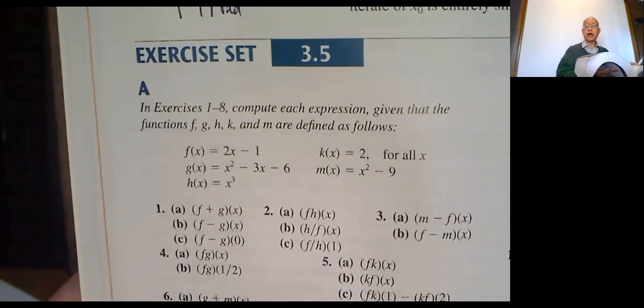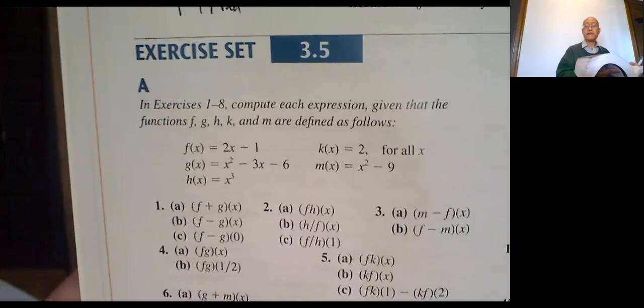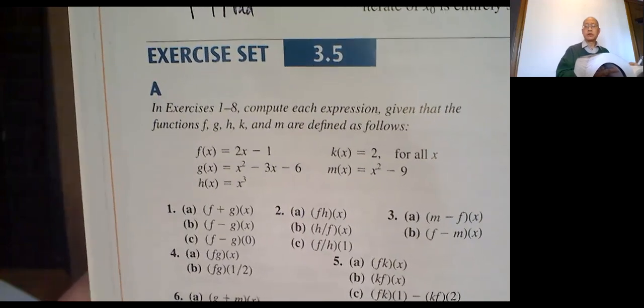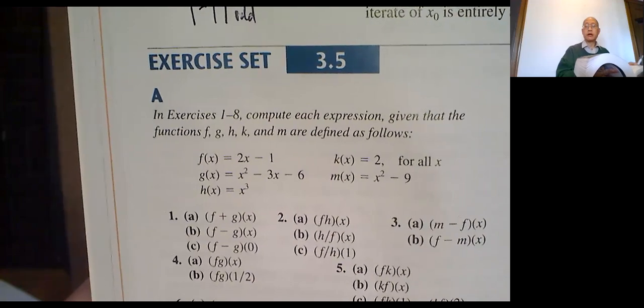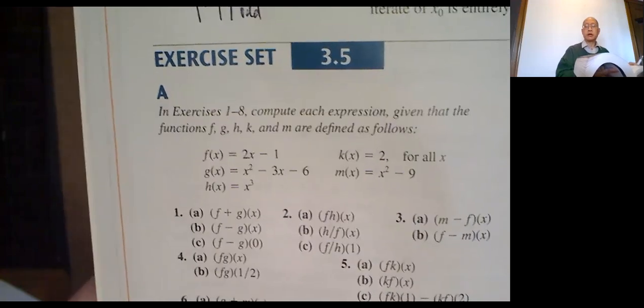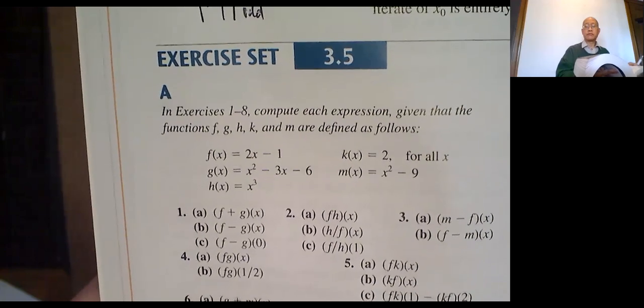And the only functions are f and h. So f is 2x minus 1, h is x cubed. So a, just multiply them. B, you divide them. You just put one on top of the other. And then c, f divided by h, and then you plug in 1.